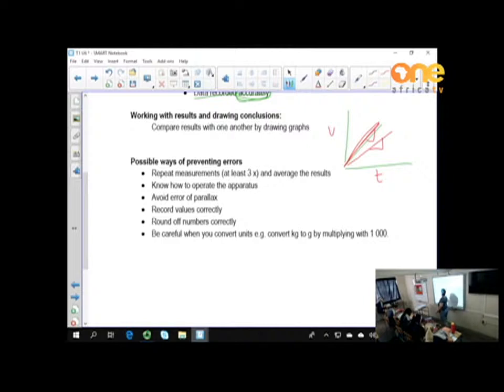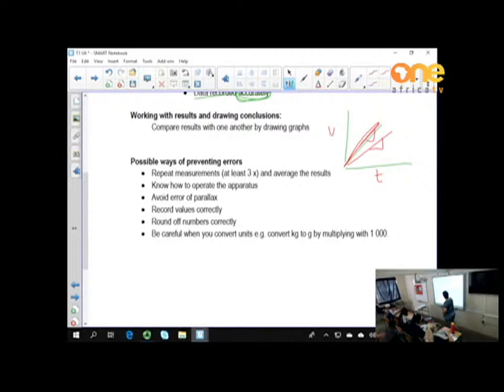Possible ways of preventing errors. People, it's common sense. Why do I list them like this? One of the papers that you have to write exams on is a so-called alternative to practical. They give you a practical all in words with pictures and everything, and then ask what you could do to this practical to make it more accurate. So you have to look at which of these things would fit onto that practical. It's just general common sense stuff.